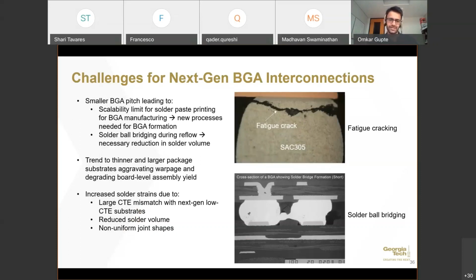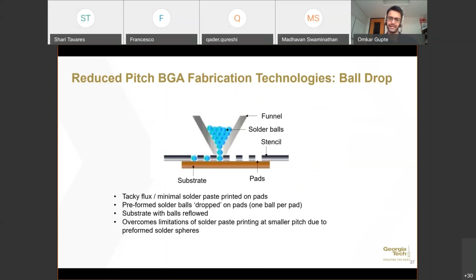So firstly, for the smaller BGA pitches, techniques like ball drop are used or can be used. This technique essentially overcomes the limitation of solder paste printing at reduced pitches, where preformed solder balls are used. So if we want a 200 micron diameter solder ball, a preformed 200 micron diameter solder ball is used, and those balls are directly placed on the substrates using different methods.